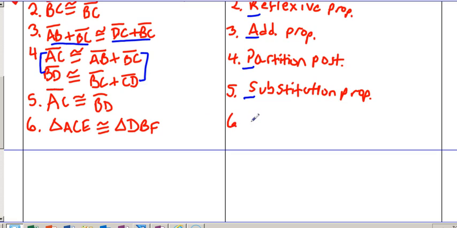And that's by the angle, side, angle triangle congruency criteria.